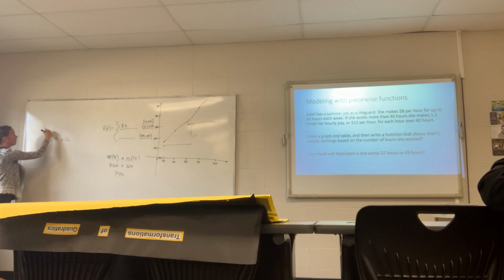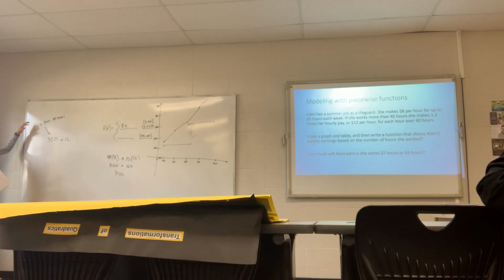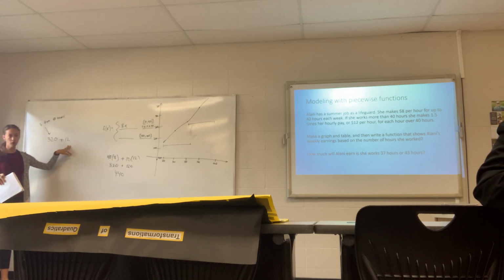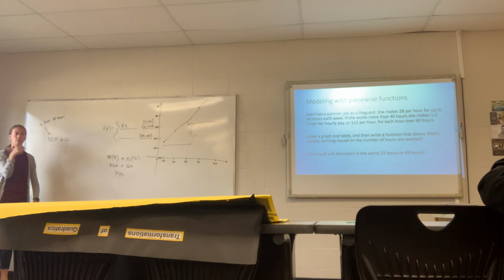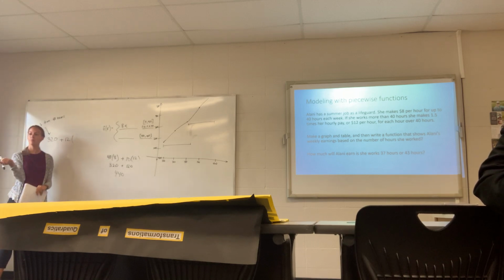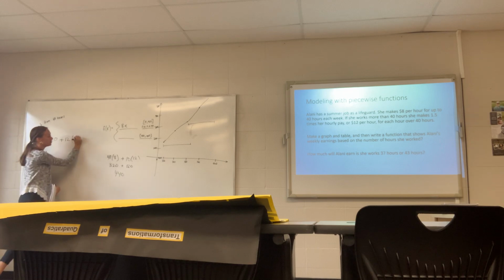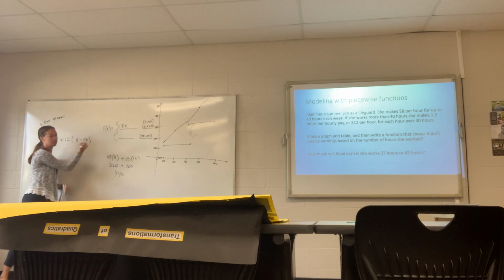So this is my money from 40 hours. When the money I make from 40 hours, I get $320. Then everything over 40, I'm going to get $12 an hour. But I can't just say x, because my x is for my hours, and then that would be for all of them, right? So I want to say x minus 40.